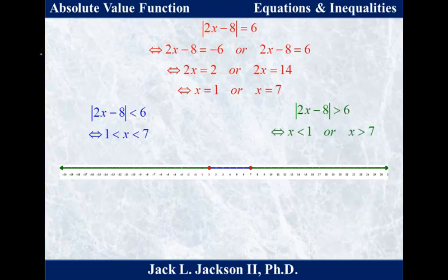So in both cases, we add 8 to both sides of the equation. We get 2x equals 2, which makes x equal 1. Or we get 2x equals 14, and that makes x equals 7. So 1 and 7 are the boundary points in red. Now, the less than is going to be sandwiched in between these, and the greater than is going to be on the outside of these. And you can see that in the graph and the test point.